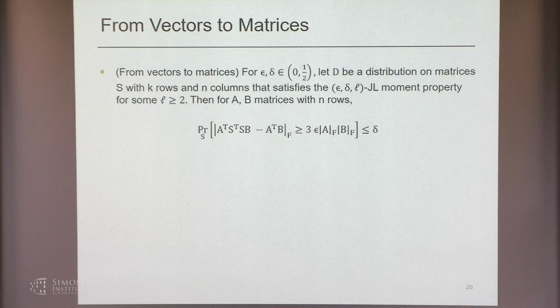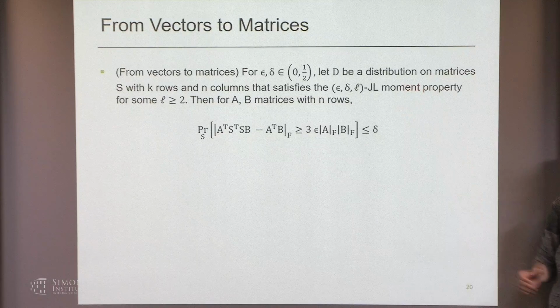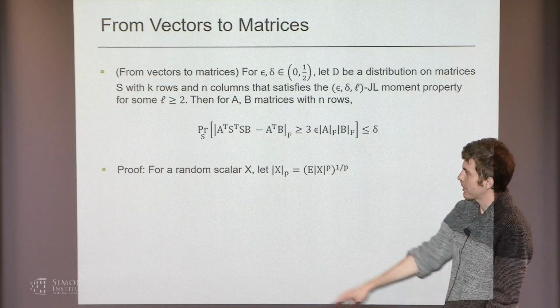Okay, so first we're going to prove this transition statement, that we get this result from vectors to matrices, and then we'll show later that the CountSketch matrix has the JL moment property. Okay, so how do we prove this? Let's set up some notation.